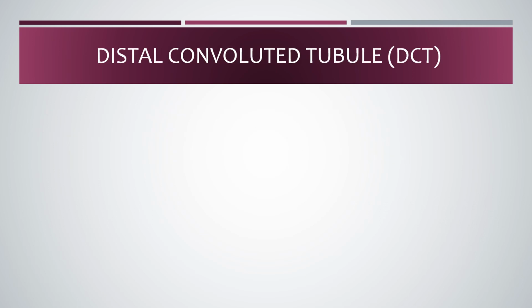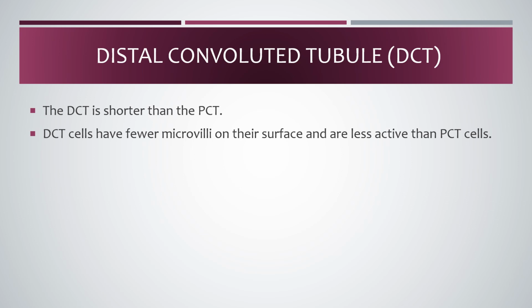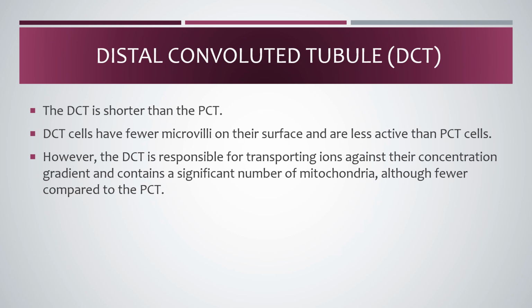Distal convoluted tubule, also known as DCT. The distal convoluted tubule, like the PCT, consists of simple cuboidal epithelium, but is shorter in length. These DCT cells exhibit fewer microvilli on their apical surface and display reduced activity compared to their PCT counterparts. Despite this, the DCT is responsible for transporting ions against their concentration gradient. Consequently, it houses a significant number of mitochondria, though fewer compared to the PCT.